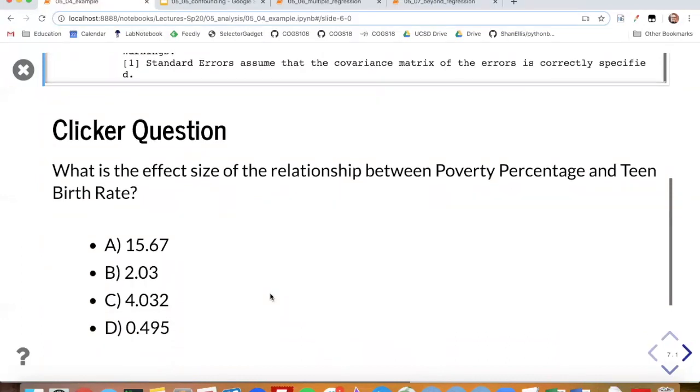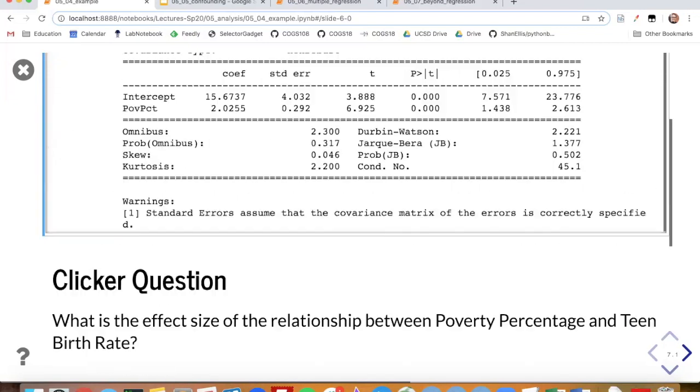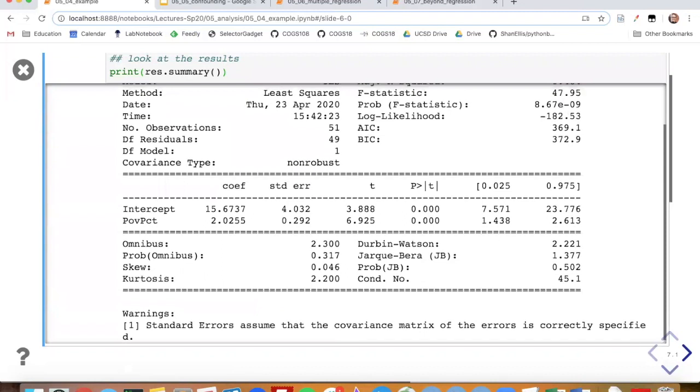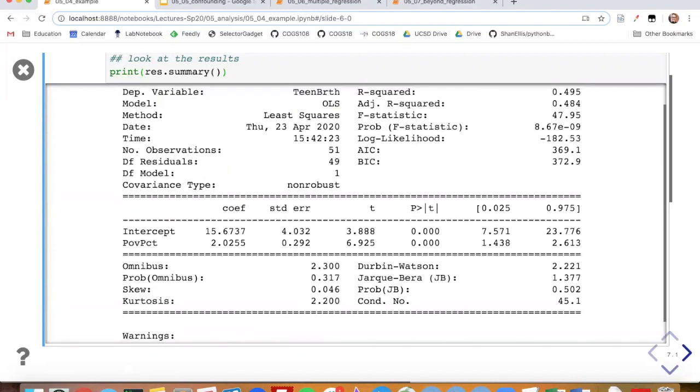So I left the clicker questions in for this example because I think they're really helpful at orienting you to making sure you understand what's going on. So the question is, what is the effect size of the relationship between poverty percentage and teen birth rate? So I'll show the values again. What is the relationship between poverty percentage and teen birth rate? The effect size.